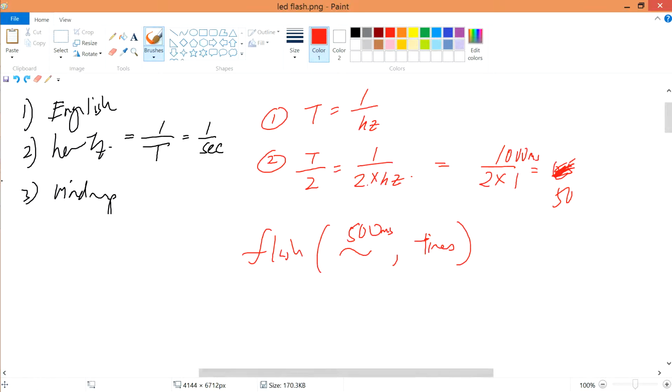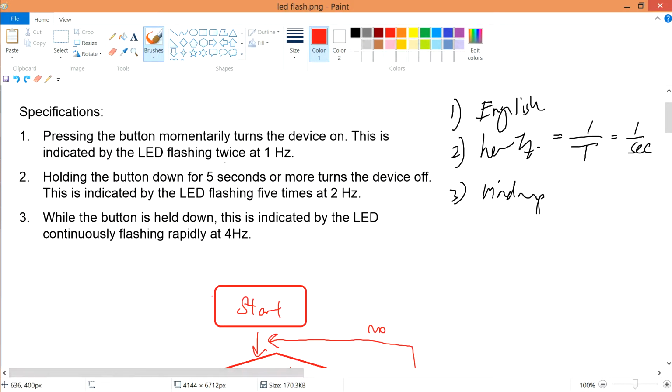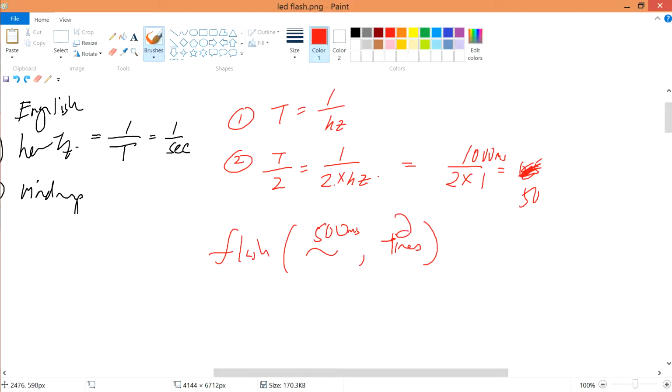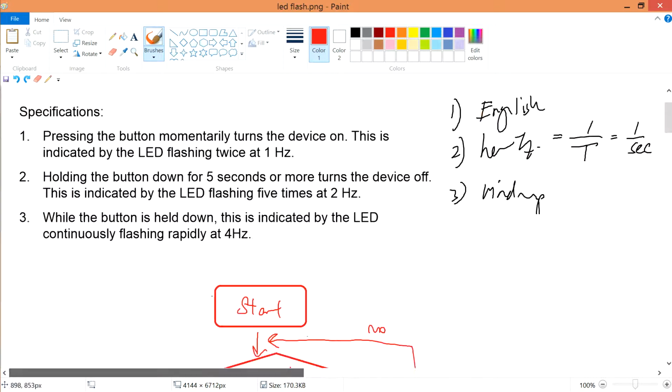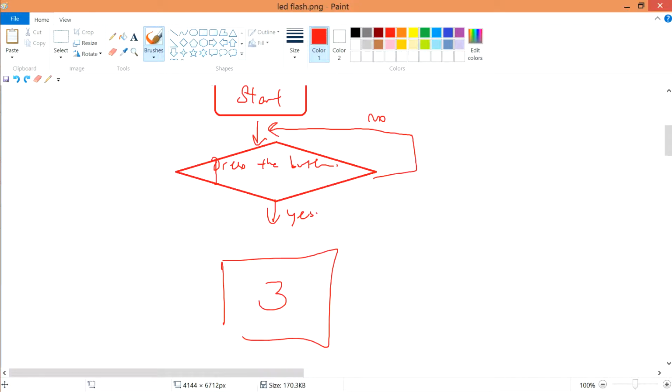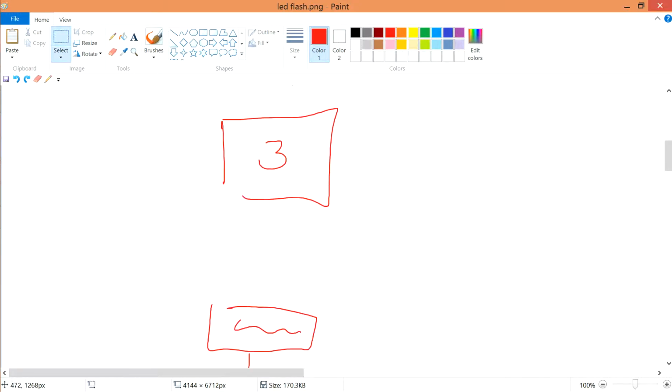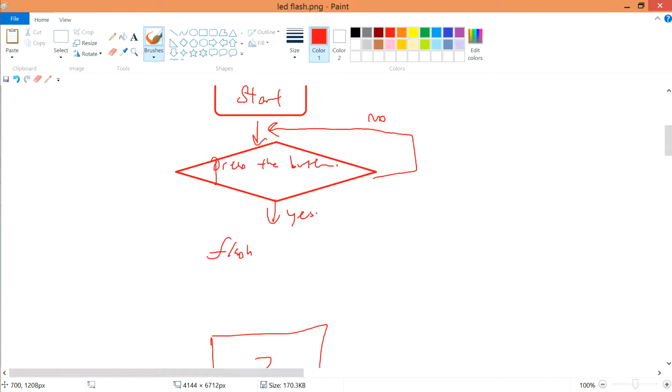How many times do you flash? It tells you to flash 2 times. So you just simply put it over here as times 2. That's it, simple as that. So if you take a look, when your device is turned on, your LED will flash twice at 1 hertz. So we can just simply write it down already. I'll just write flash, then bracket 500 millisecond, flash 2 times.